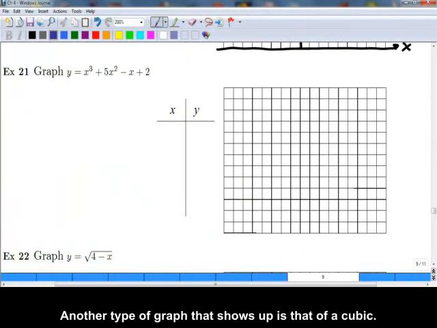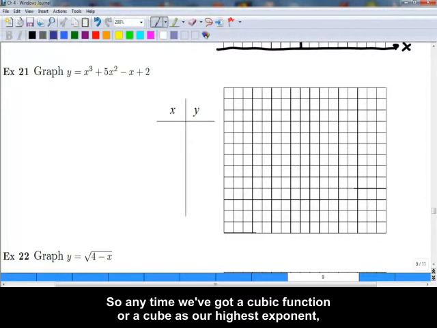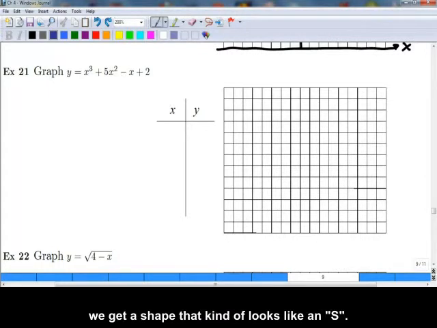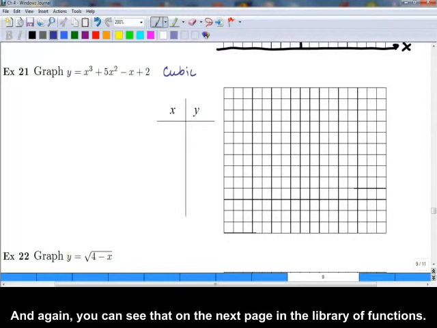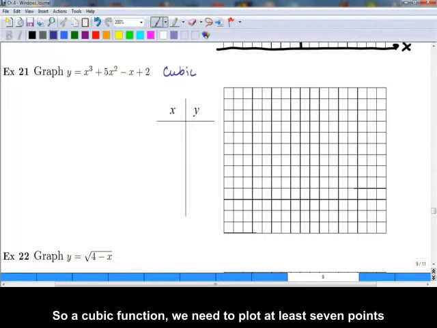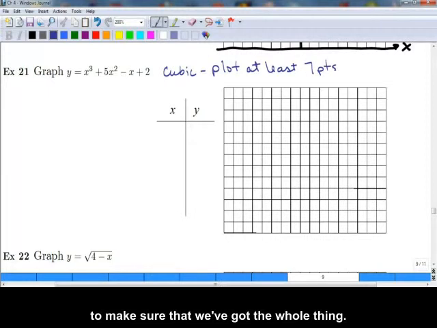Another type of graph that shows up is that of a cubic. So anytime we've got a cubic function, or a cubed as our highest exponent, we get a shape that kind of looks like an S. And again, you can see that on the next page in the library of functions. So for a cubic function, we need to plot at least 7 points to make sure that we've got the whole thing. And it's possible that we might need to pick more.